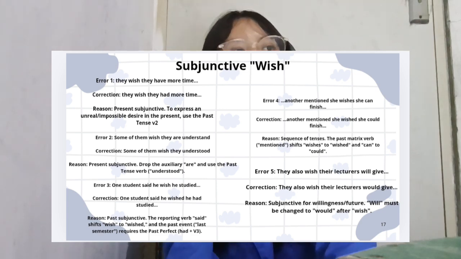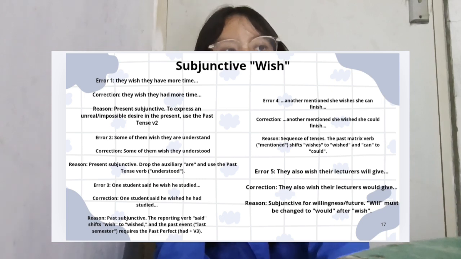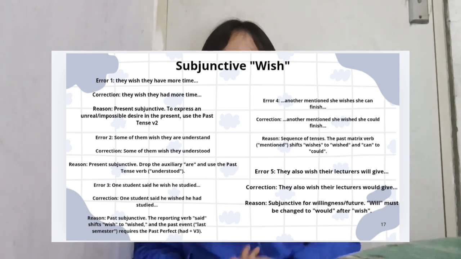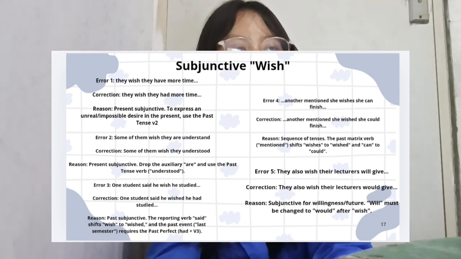Error 4: Another student mentioned she wished she can finish. Correction: Another student mentioned she wished she could finish. Reason: Sequence of tense. The past reporting verb 'mentioned' requires 'wished', and 'can' changes to 'could'.